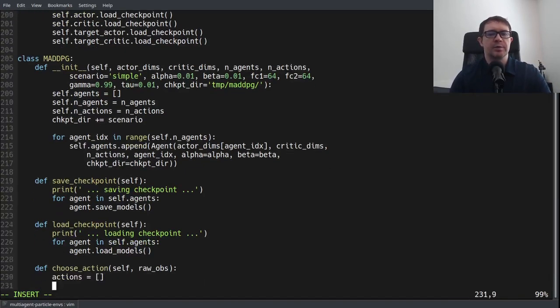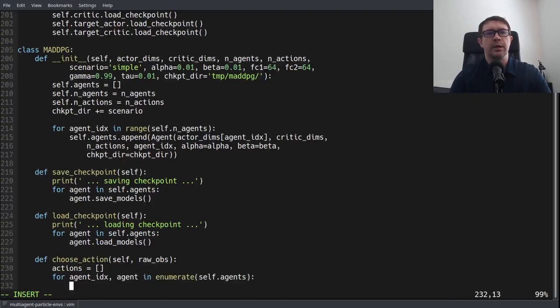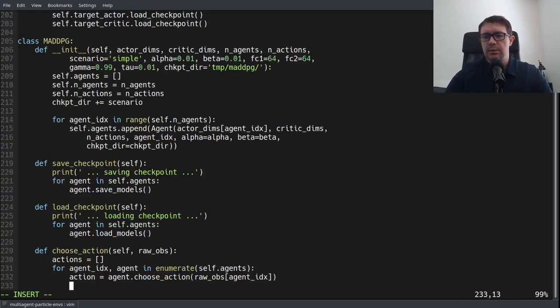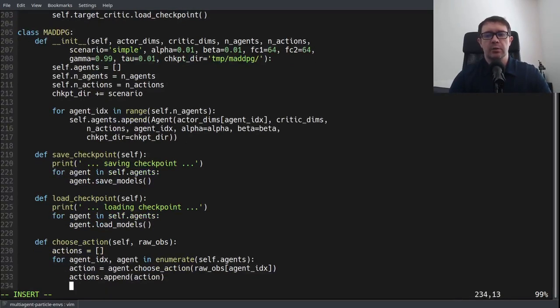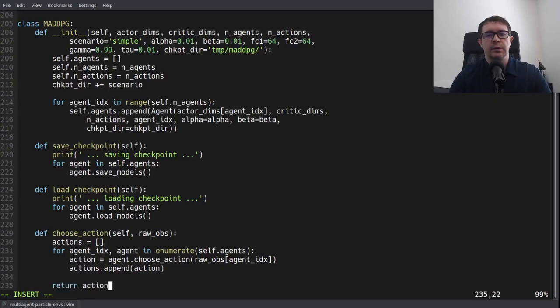So we'll say actions is an empty list. Let's go ahead and enumerate agent choose action raw obs agent IDX. Make sure you're passing in the correct observation for your choose action function. And that is a bracket, not a parenthesis. That doesn't work. And actions.append action, and then return your list.